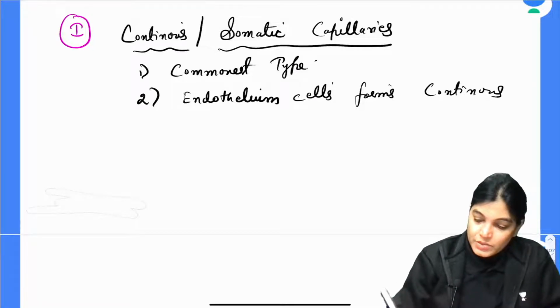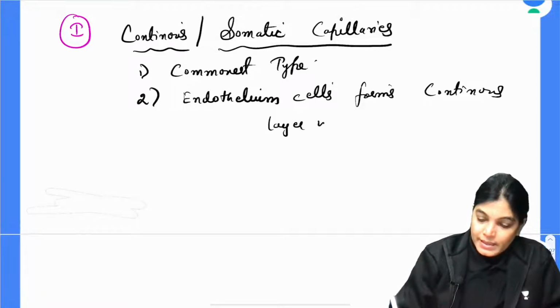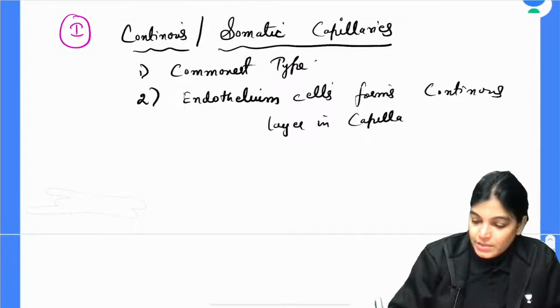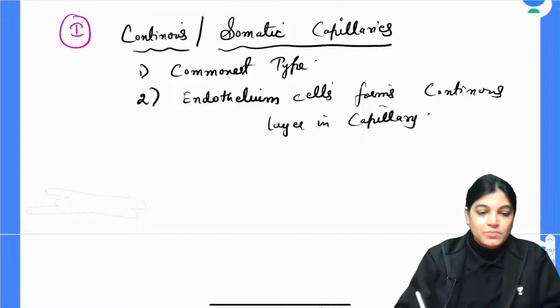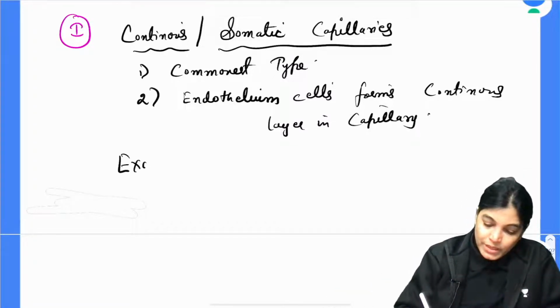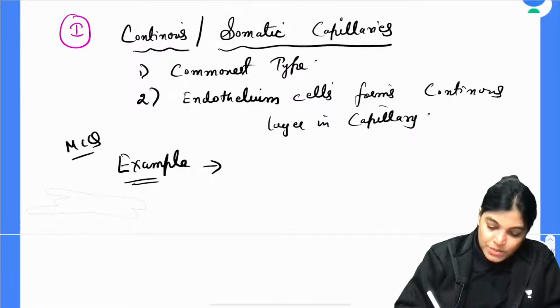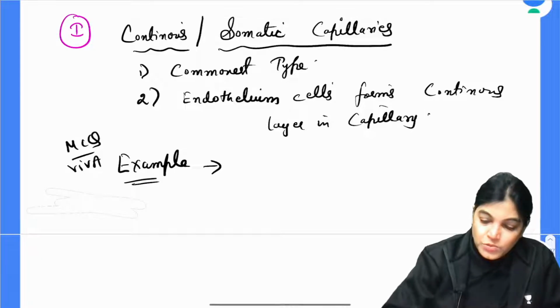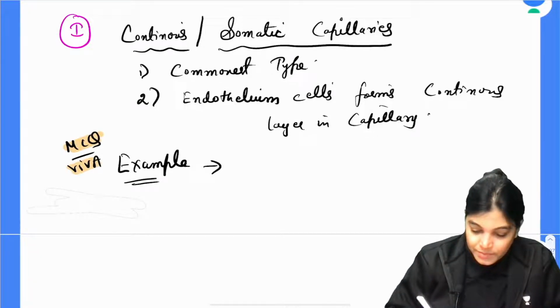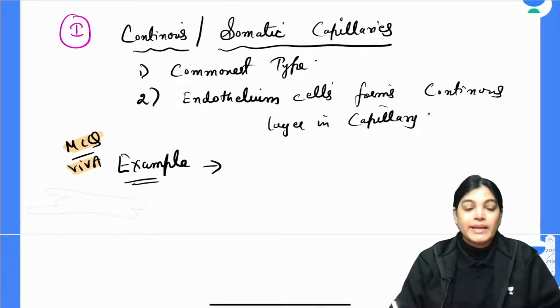Yes, continuous layer in the capillary. So it is a continuous layer. There is not a prominent gap visible there. Examples are important, which are asked for your Viva exam and for your MCQs. For the first Prof exam, you should know these examples for MCQs and Viva.